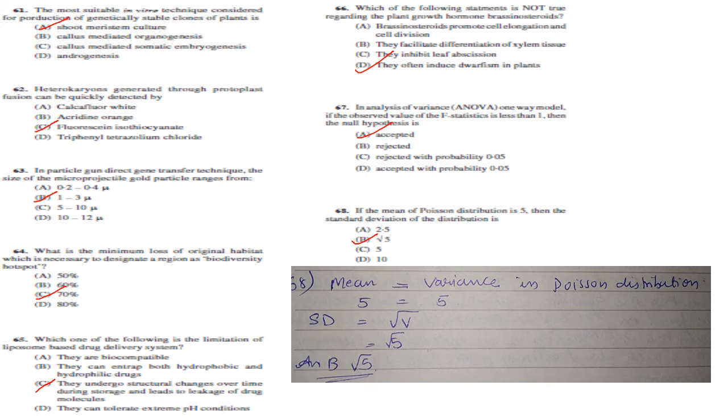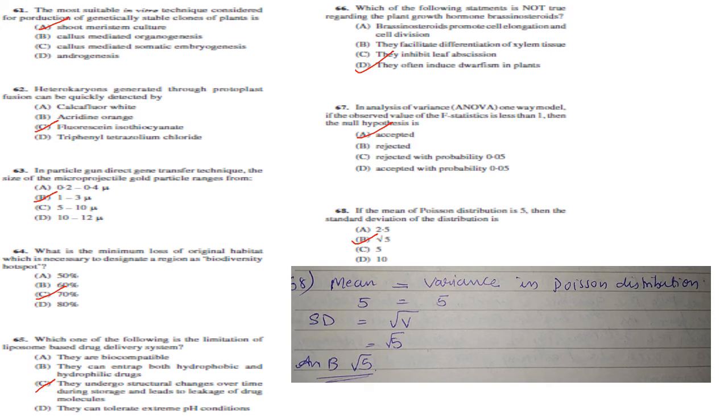Then next one. Which of the following statements is not true regarding the plant growth hormone brassinosteroids? So brassinosteroids promote cell elongation and cell division. Yes. They facilitate differentiation of xylem tissues. Yes. They inhibit leaf abscission. Yes. They often induce dwarfism in plants. No, they promote cell elongation, so dwarfism cannot be induced. So the answer here is option D.